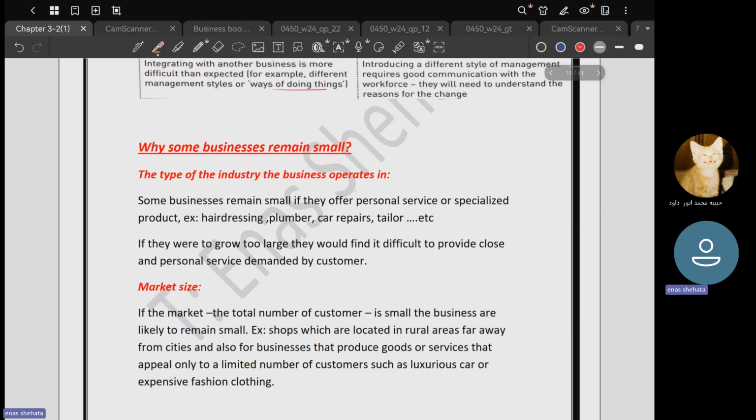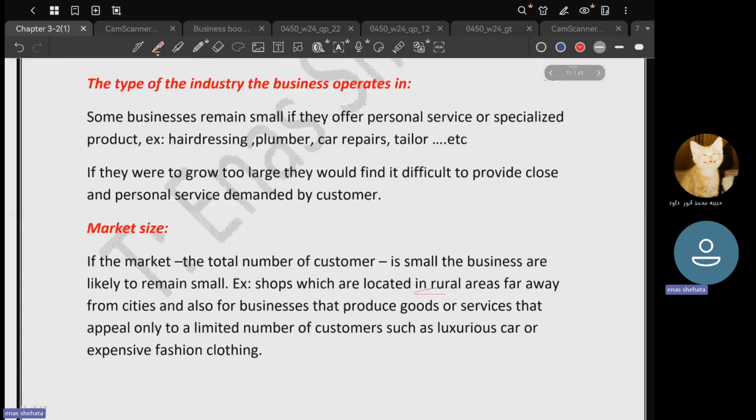If the market or total number of customers is small, the business is likely to remain small. Example: shops located in rural areas far away from cities, and also businesses that produce goods or services that appeal only to a limited number of customers, such as luxury cars or expensive fashion clothes. I have a business offering very luxury, very expensive cars, and my customers around the world may be 100 or 1000. Should I open a mini manufacturer in a different country? No, one factory can produce for all countries and distribute to them. Why? Because I have a limited number of customers. Okay?